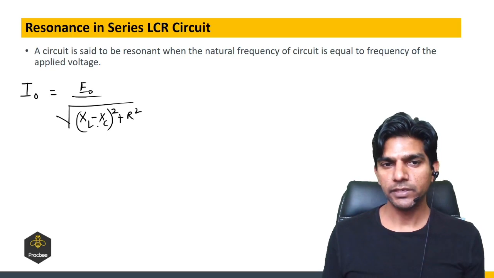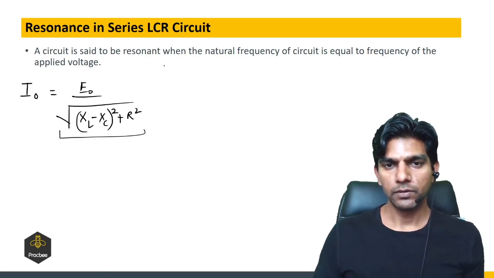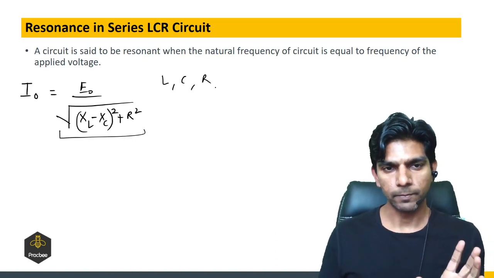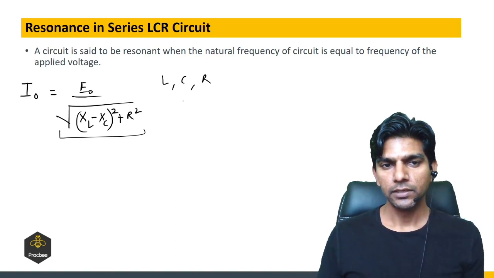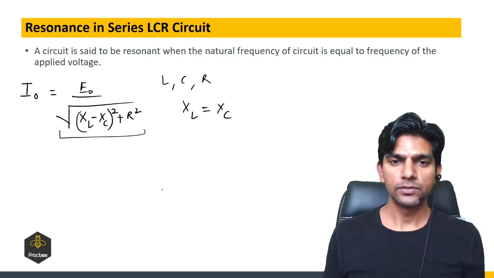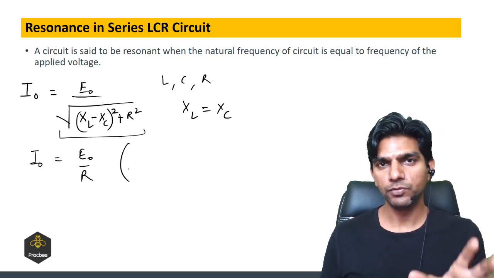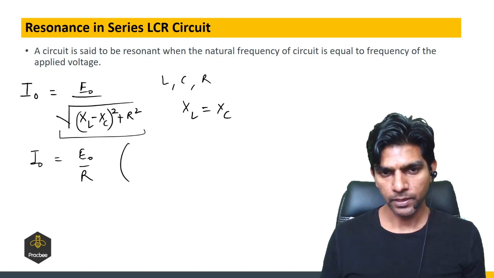So how can we maximize? By minimizing the impedance. And how can we do that? L, C, R are fixed. We can only change the frequency. So we'll keep the frequency such that XL is equal to XC. So when XL is equal to XC, then I naught will become E naught by R. And this is the maximum value of the peak current for the given system.